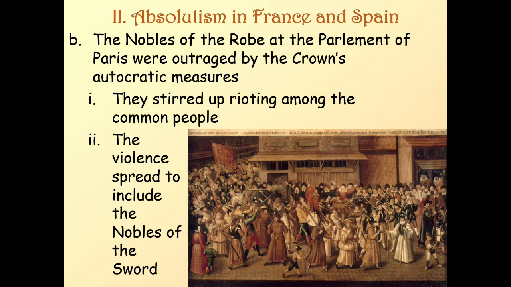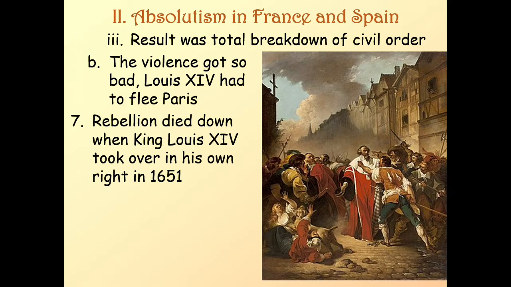So the nobles of the robe at the Parlement of Paris were outraged by the crown's autocratic measures, and they actually stirred up rioting among the common people. And the violence spread to include not only the nobles of the robe, but also the nobles of the sword. So now everybody's against the crown. The result was a total breakdown of civil order. The violence got so bad that Louis XIV, like I said, had to flee Paris.